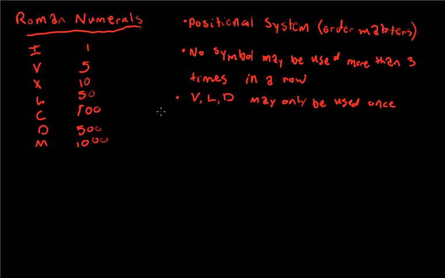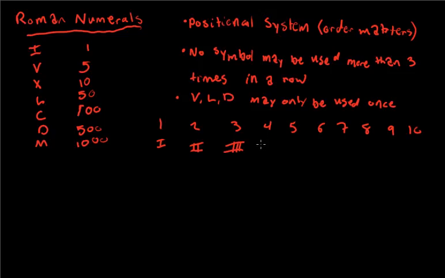Alright, so let's look at how we would write the numbers 1 through 10 in this system. So we'll write the Arabic numerals above them. Number 1's easy enough, that's just I. 2, we would just put 2 ones together, so we would have II. And 3 would be 3 I's. So with 4, you would think it would be 4 I's in a row, but the thing is, we have this rule up here. It says no symbol may be used more than 3 times in a row.